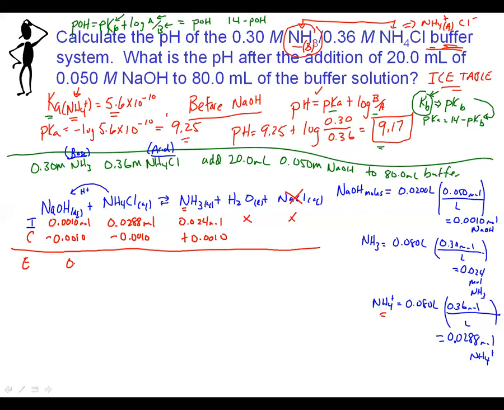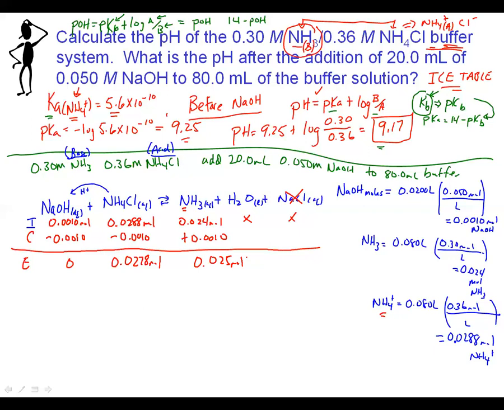Minus 0.001 gets us over here 0.0278 moles, and on the other side where again we are adding gets us 0.025 moles of our NH3. Any questions on the ice table here?